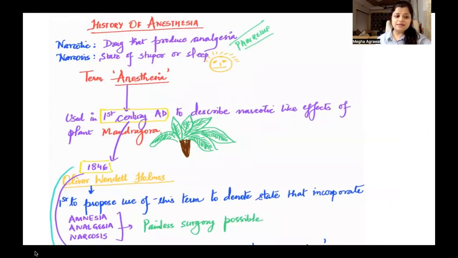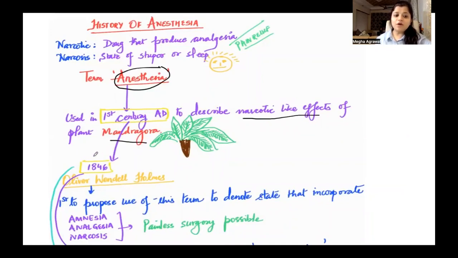The term anesthesia, which we use every day, was used for the first time in the 1st century AD to describe narcotic-like effects, that is, the analgesic effects of the plant mandragora.